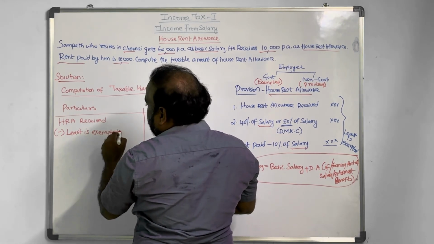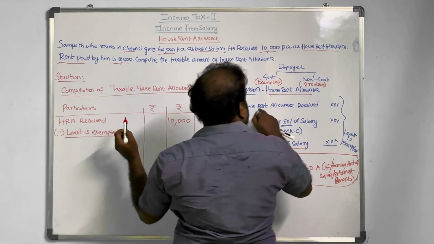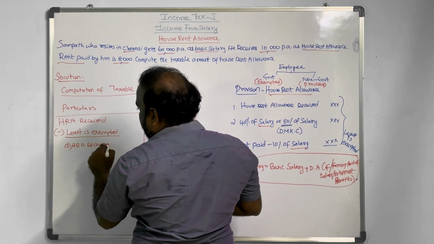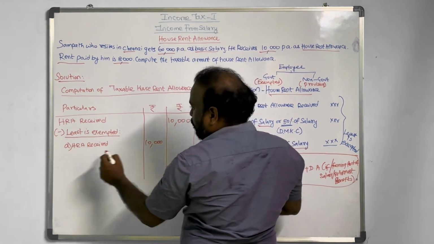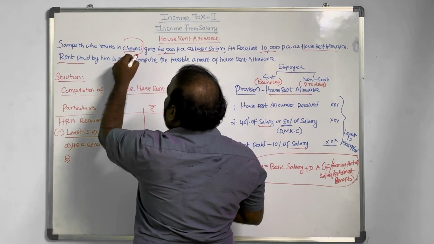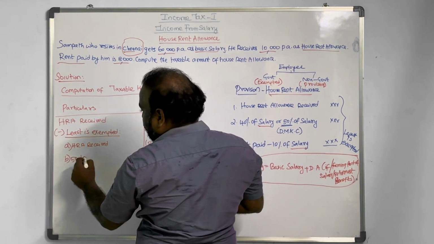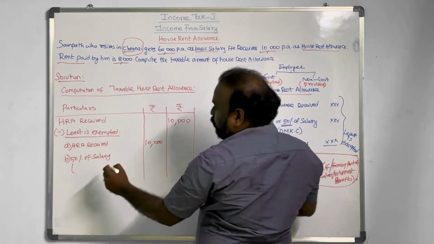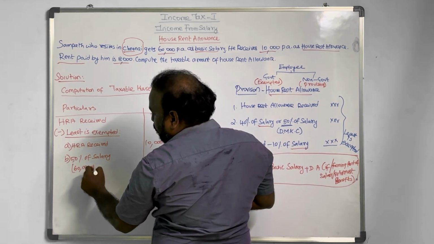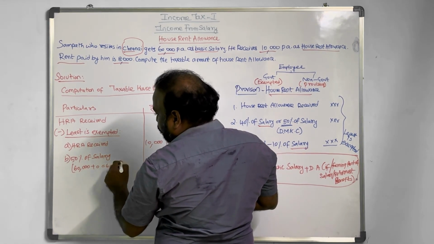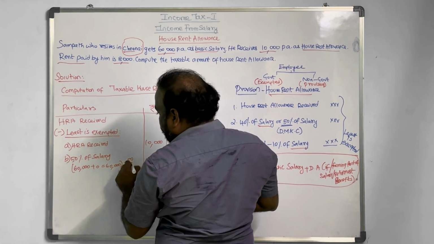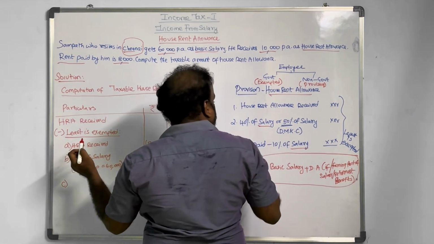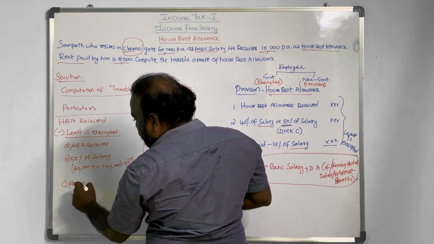We have 3 provisions. What is the first provision? House rent allowance received. HRA received is 10,000. The second one: he lives in Chennai, so 50% of salary, and here salary is 60,000. There is no DA, so 60,000 into 50% is 30,000. Then the third provision is rent paid minus 10% of salary.